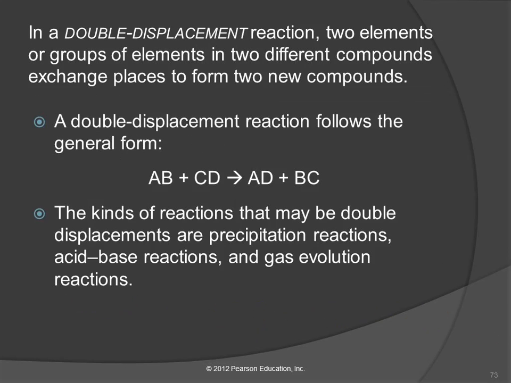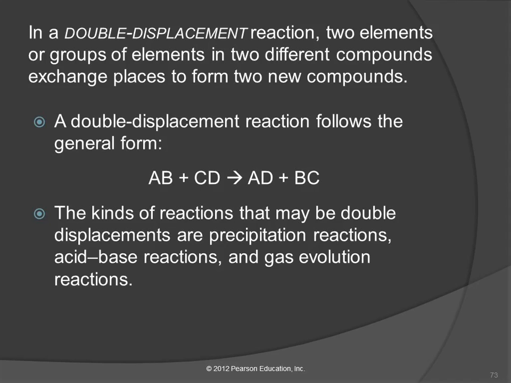And then we can have a double displacement. So then you have two elements or two groups of elements in two different compounds, and they're swapping partners. And lots of those other categories fall into this description. So precipitation reactions are double replacement reactions. Acid-base reactions are double displacement reactions. Many of the gas evolution reactions are double displacement reactions.